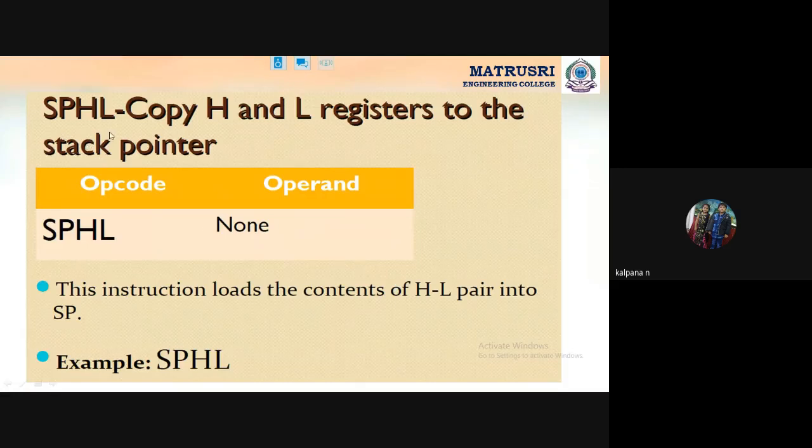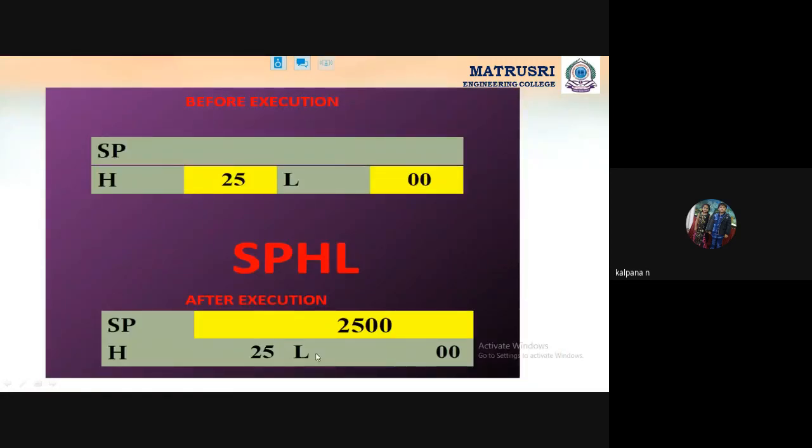Next, SPHL. Copy the HL register to the stack pointer. Here also, SPHL is given directly as the syntax. SP is the stack pointer. Before execution, the stack pointer is empty. After execution, the number present in the HL register, 2500, is moved into the stack pointer.